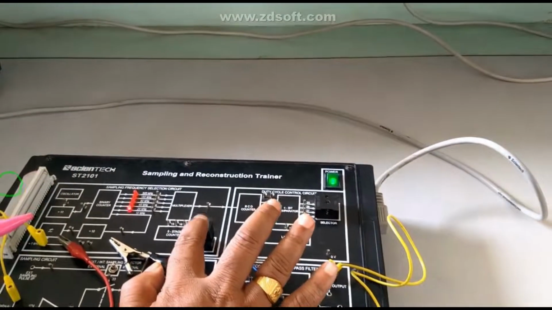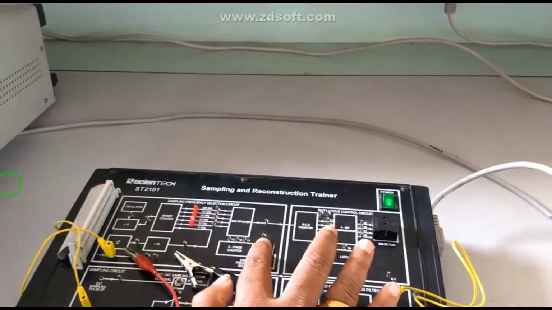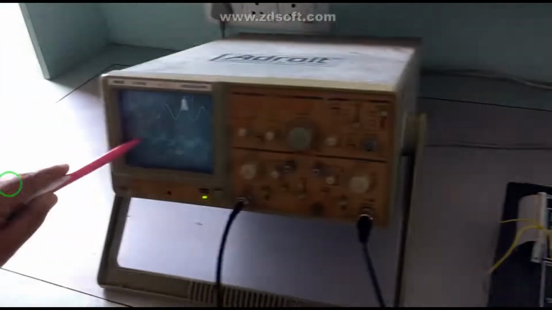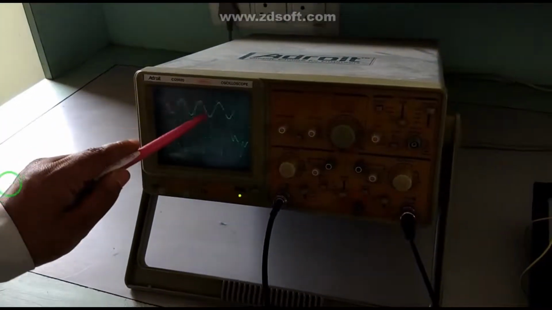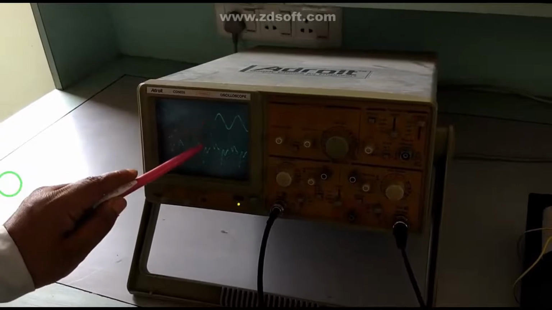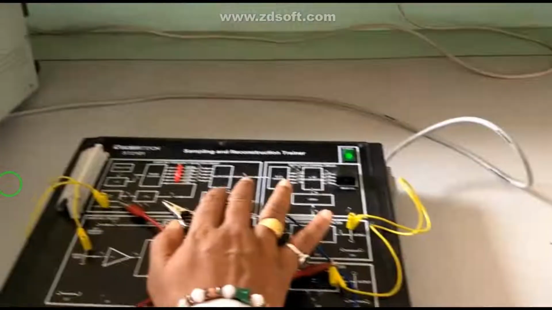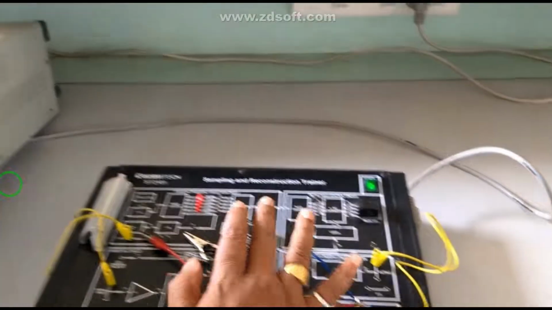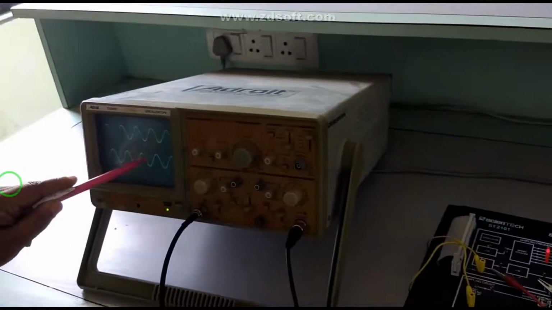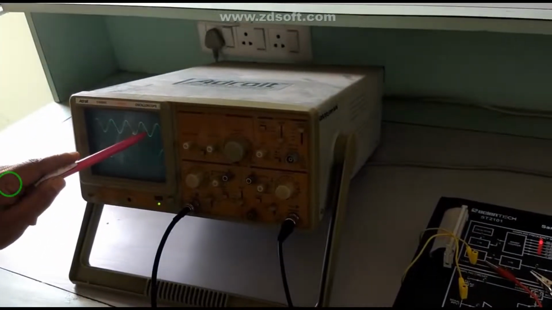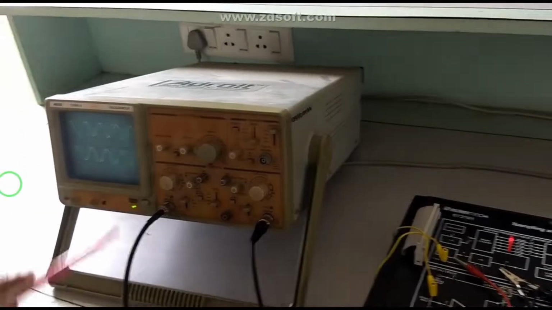But you can see now, if I reduce the sampling rate, it is now 40 kilohertz, how the output of the low pass filter appears. So I want to tell you, if you increase the sampling frequency, the output of the low pass filter is going to resemble the input signal.